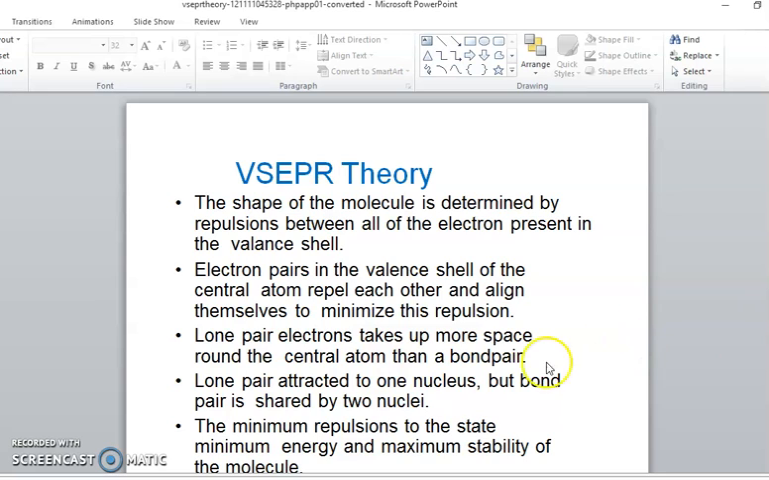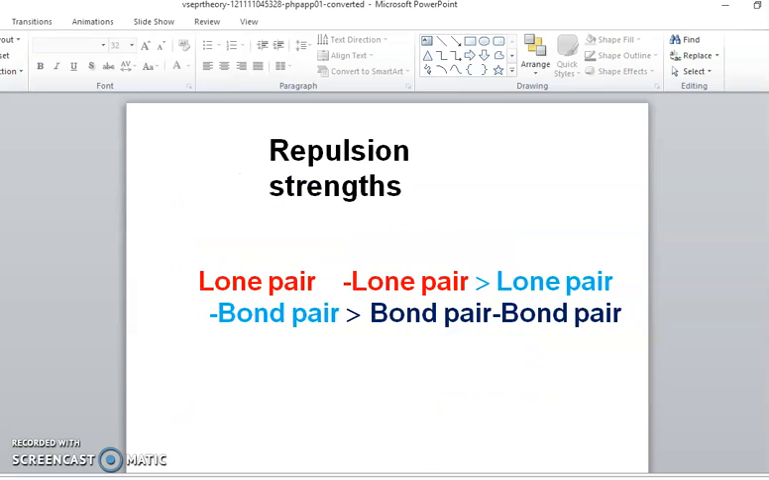I told you all these, and we have 2 types of electron pair called bond pair and lone pair. Bond pairs are those which are involved in the bonding. Lone pairs are those which do not involve in the bonding. Usually the repulsion is maximum between 2 lone pairs, then lone pair-bond pair, and least for bond pair-bond pair. This is the strength of repulsion.